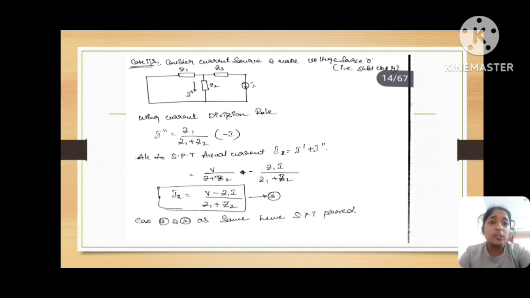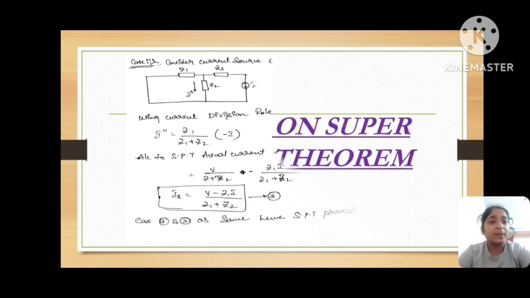After that, the actual current by superposition, Ix, is equal to I dash plus I double dash. So V by (Z1 plus Z2) minus Z1 I by (Z1 plus Z2). Thus Ix is equal to (V minus Z1 I) by (Z1 plus Z2). This is equation 3. After finding this, the superposition theorem has been proved.